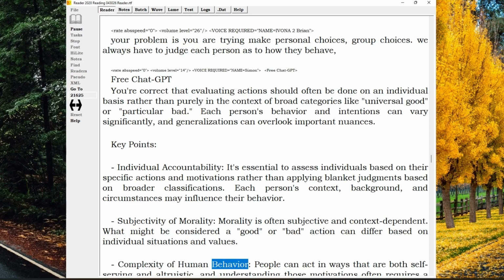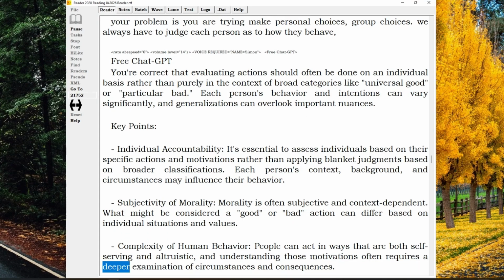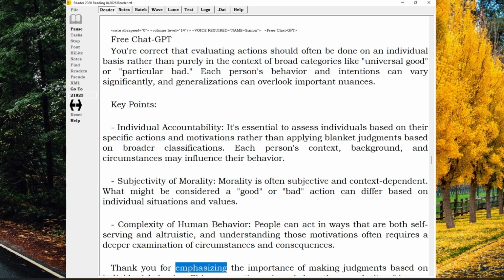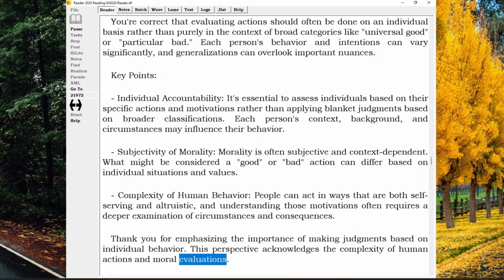Complexity of human behavior. People can act in ways that are both self-serving and altruistic, and understanding those motivations often requires a deeper examination of circumstances and consequences. Thank you for emphasizing the importance of making judgments based on individual behavior. This perspective acknowledges the complexity of human actions and moral evaluations.